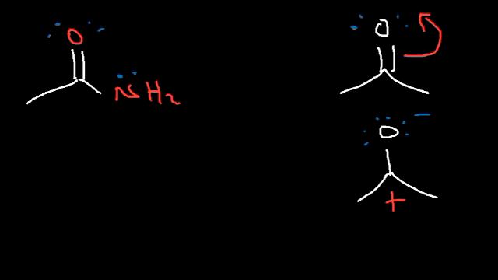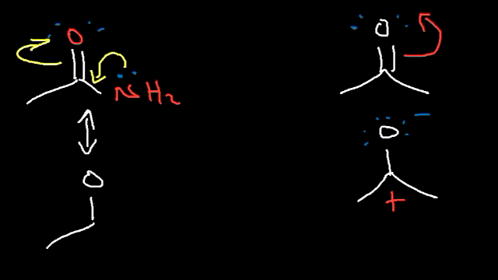So nitrogen, which is electron rich, can donate a lone pair to satisfy the electron-poor carbon. And so this oxygen is going to pull the electrons toward itself. And so we're going to get this resonance structure. So now the oxygen is going to have a negative formal charge, and the nitrogen now has a positive formal charge.